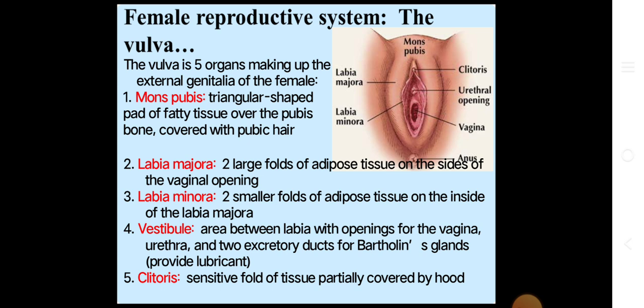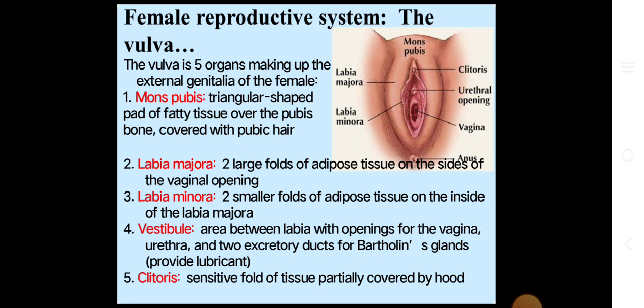The vulva. The vulva is five organs making up the external genitalia of the female. Mons pubis: a triangular-shaped pad of fatty tissue over the pubis bone covered with pubic hair. Labia majora: two large folds of adipose tissue on the sides of the vaginal opening. Labia minora: two smaller folds of adipose tissue on the inside of the labia majora.